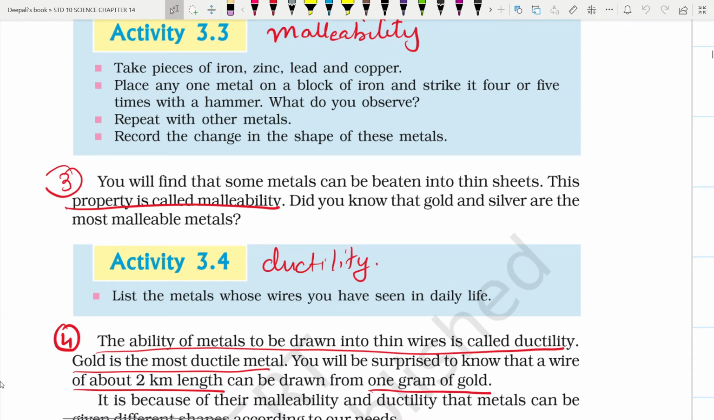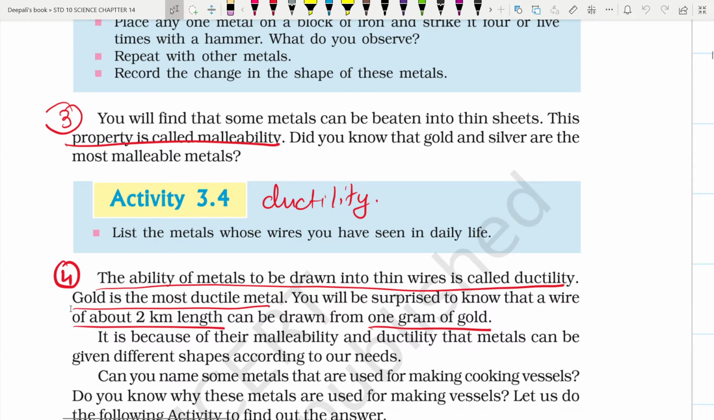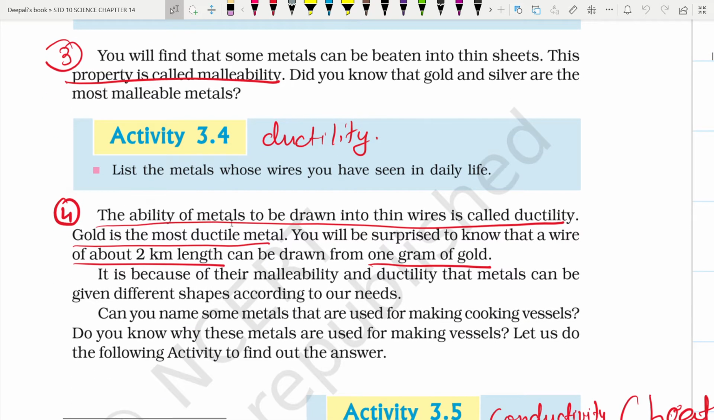Now ductility. List the metals whose wires you have seen in life. The ability of metals to be drawn into thin wires is called ductility. So, copper, aluminium, etc. can be easily drawn into wires. Gold is the most ductile metal. You would be surprised to know that a wire of 2 kilometers length can be drawn from 1 gram of gold. So a very little quantity of gold can draw a 2 kilometer long wire.